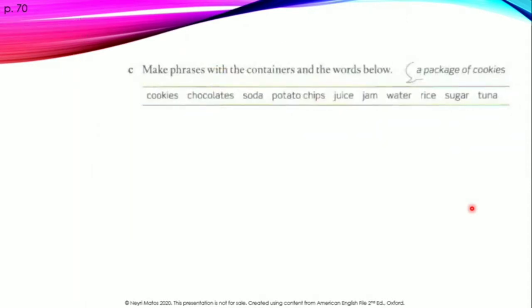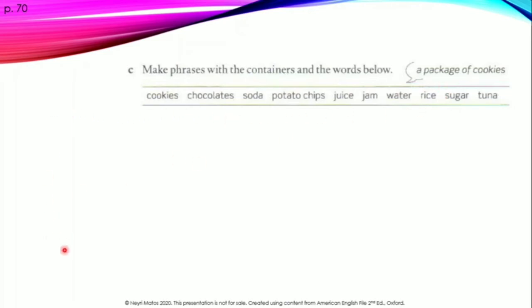In letter C, still page 70, we have some phrases. Actually, we have the parts of phrases. We have only the words. We have here some nouns. Let's make phrases with the containers and these words.